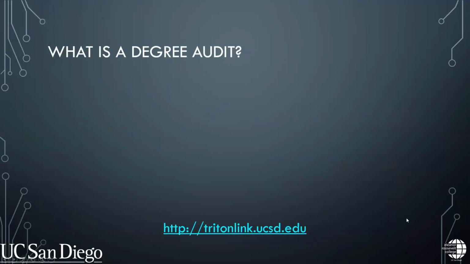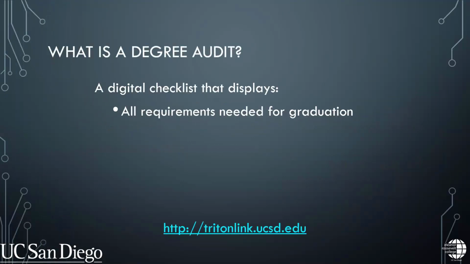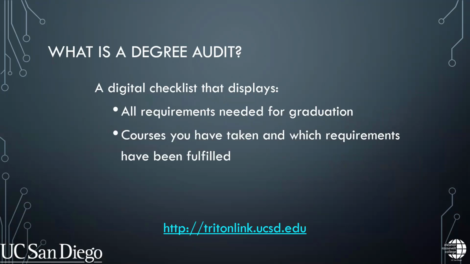So what is a degree audit? Your degree audit is a checklist that displays all requirements needed for graduation. It shows what courses you still need to complete and uses courses you've already taken to show which requirements you have yet to fulfill. Your degree audit can be found on tritonlink.ucsd.edu, which is the link at the bottom of the screen.